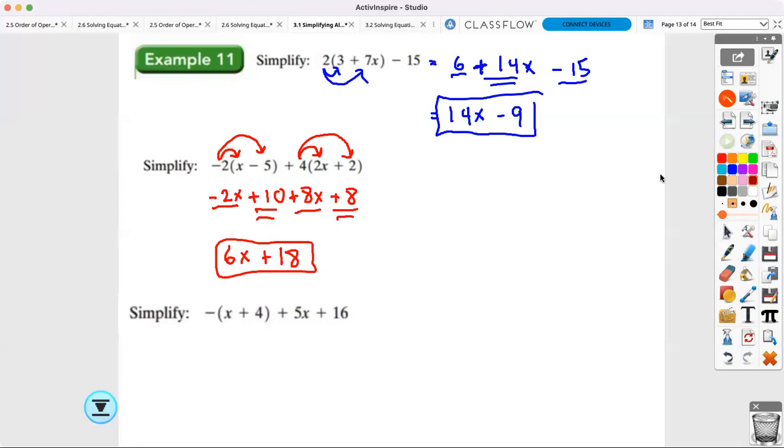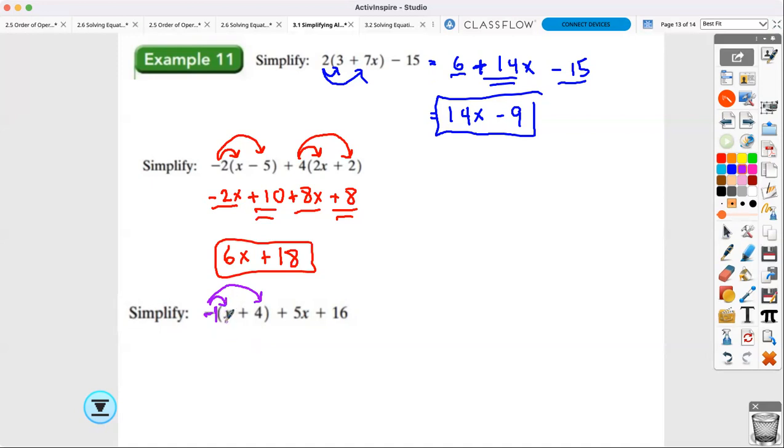All right, now we're on the last one. We have a negative parentheses x plus 4 plus 5x plus 16. This negative, guys, is an invisible negative 1. We're going to distribute a negative 1. Now, the beautiful thing about distributing a negative 1 is the signs flip. Positive numbers become negative and negative numbers become positive.